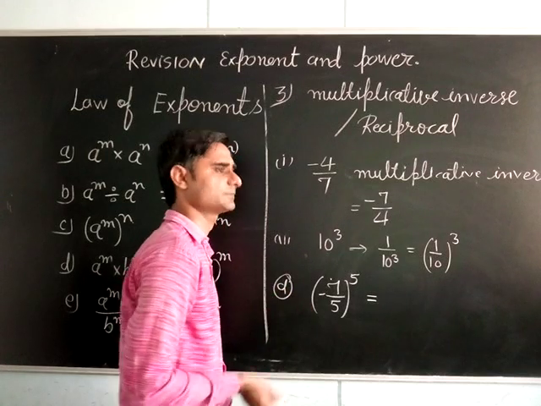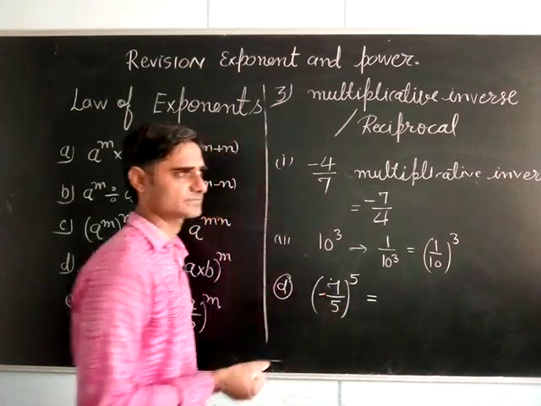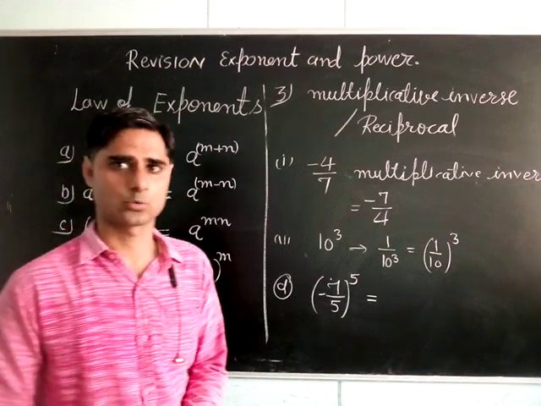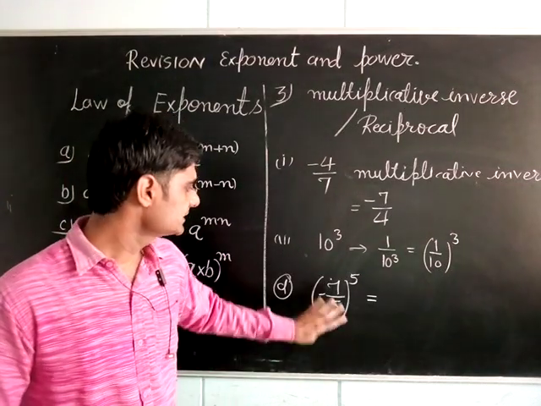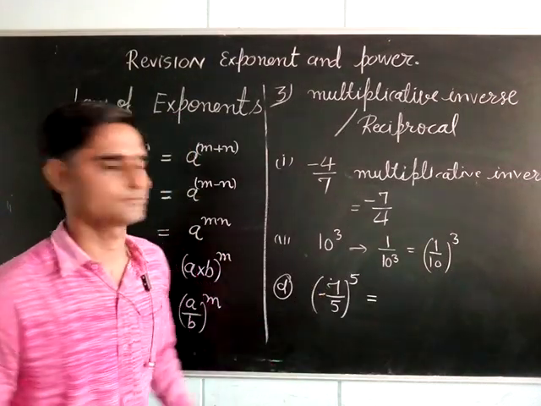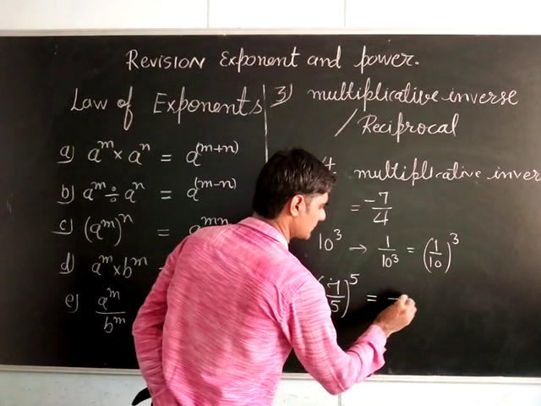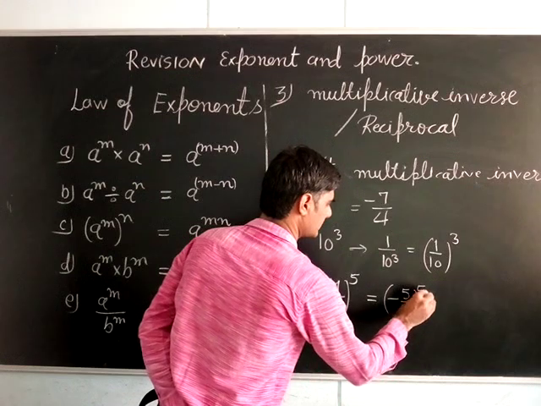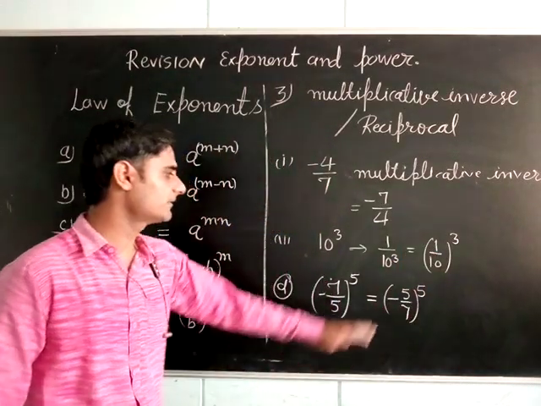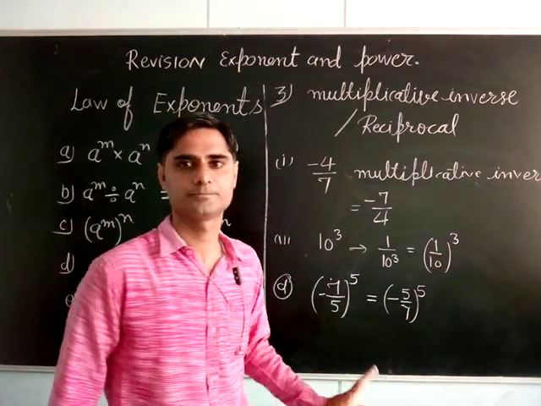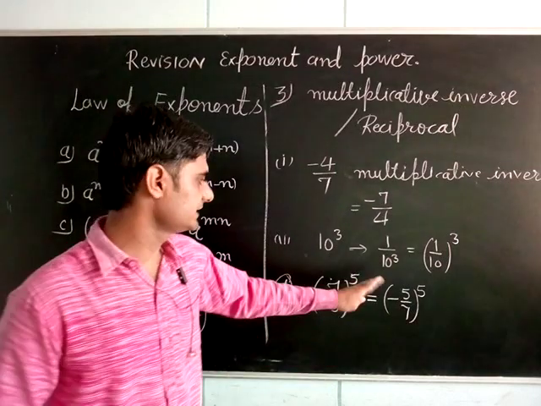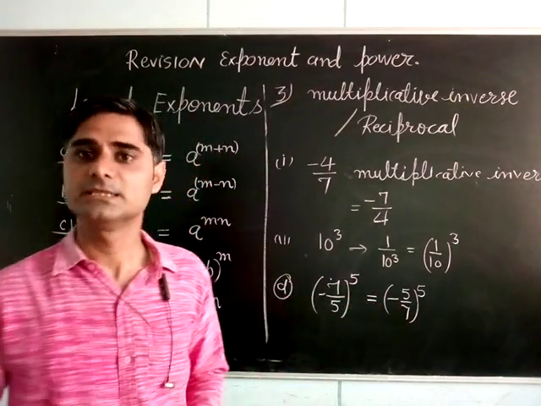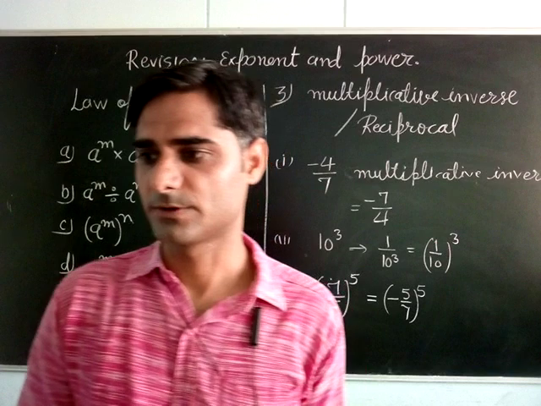If you take the reciprocal, what will happen? Will the sign change or not? No. The sign will not change. Just take the reciprocal. So how will we do it? This will be equal to minus 5 upon 7 and power 5, because this power 5 is for both of them. So no need to change. Okay, this is the way to solve power notation.